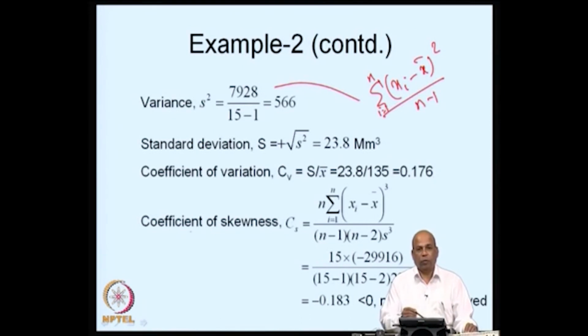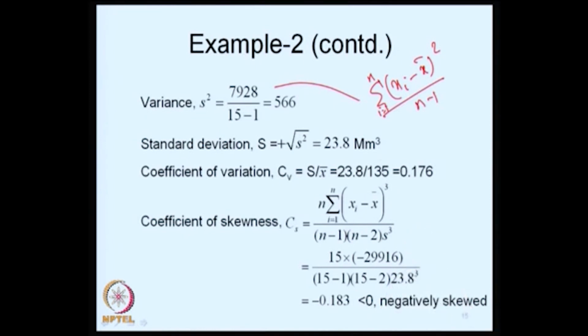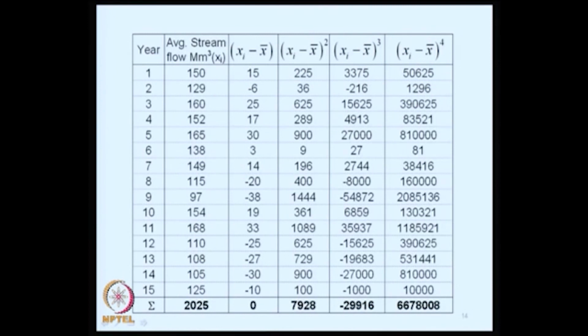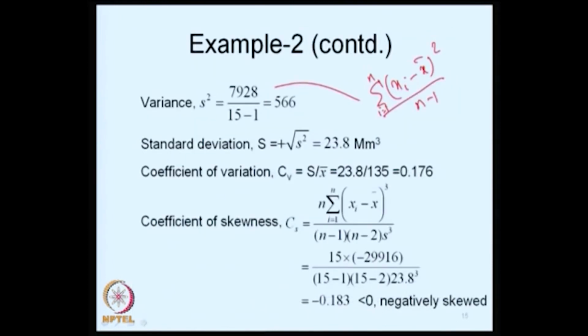Then coefficient of skewness, we use the third power of the deviation, (x i minus x bar) the whole cube, divided by (n minus 1)(n minus 2) s to the power 3. You have got s here and then that s you use here, and this minus 29916 is obtained from the summation of this term here, (x i minus x bar) cube. So, this is minus 29916. We use that and then the standard deviation to the power 3. So, we get the Cs as minus 0.183.